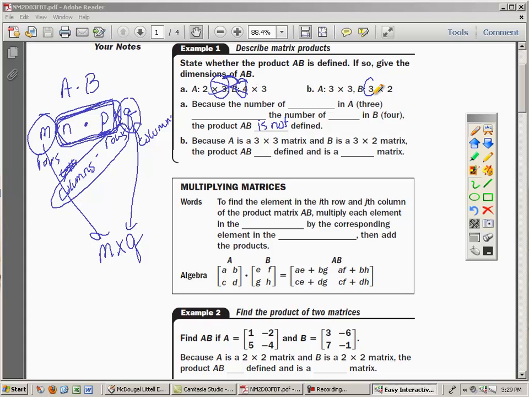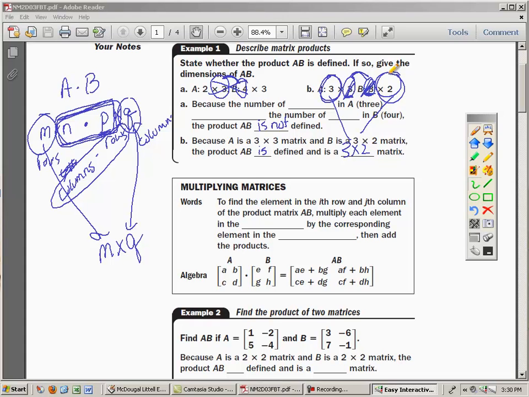Here, we want a 3 by 3 times a 3 by 2. Since the columns of the first match the rows of the second, these are both the same number, that means this is a defined product, and the result will be a 3 by 2 matrix. So again, as long as these two numbers match, the result is the outer numbers.